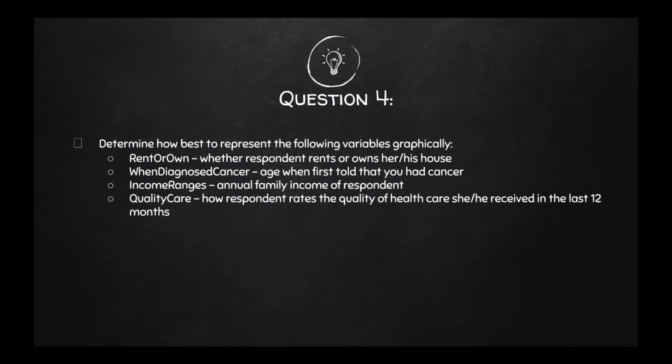And then when diagnosed cancer, we know that that's an interval variable. So the best way to represent an interval variable, well, think back to what you've learned in class to figure out how to represent that. Income ranges, annual family income of respondent. Now, we're not sure exactly what this variable could be, so we can do a quick investigation and figure that out.